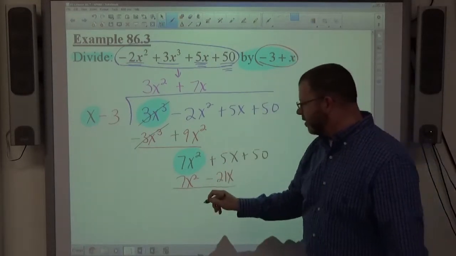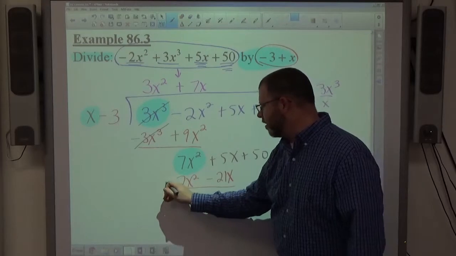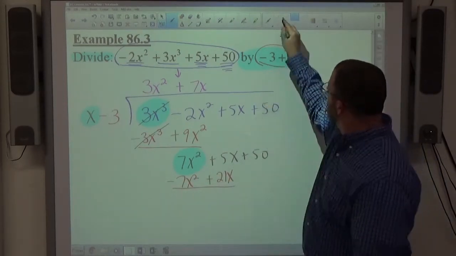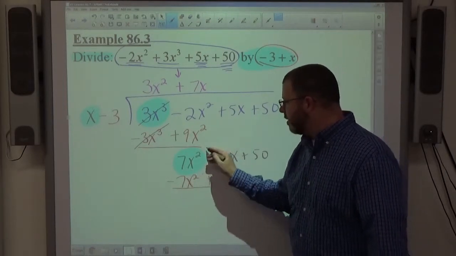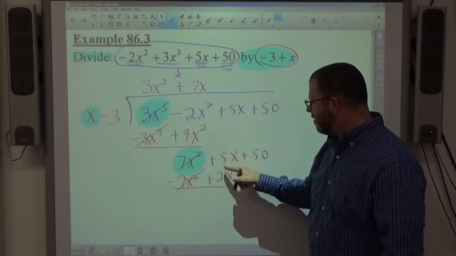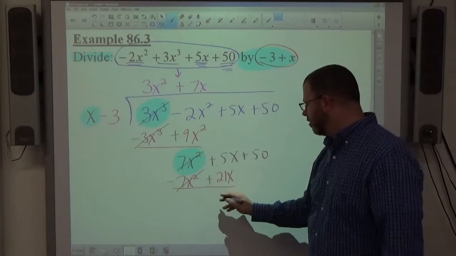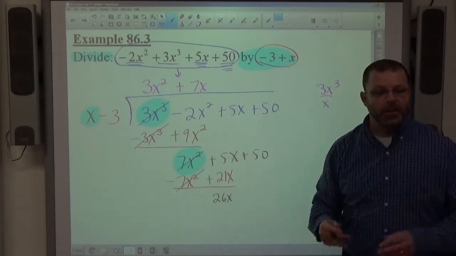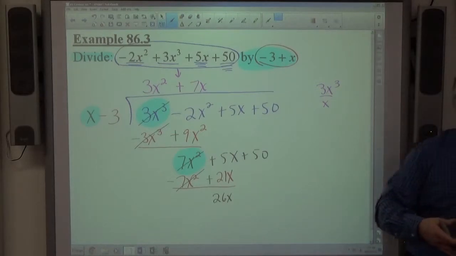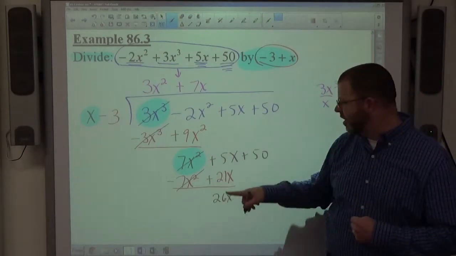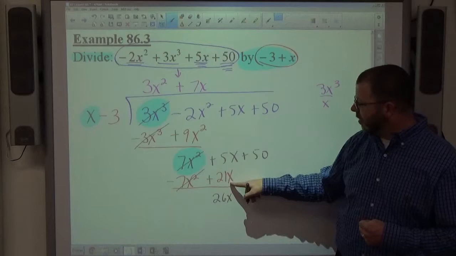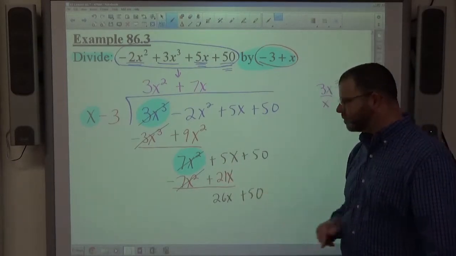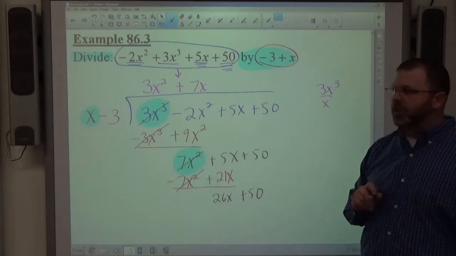Next, I subtract. Subtraction is changing signs. 7x squared becomes negative. 21x becomes positive. 7x squared minus 7x squared cancels. 5x and 21x. This time these are the same signs, so we're going to get 26x. Notice I added those this time. Again, the step says to subtract. Subtraction is changing signs. Once you've changed signs, now you have a decision. Should I add or subtract based on signs? Same sign, add. Bring everything else down. This still has an x in it, so I'm not done.